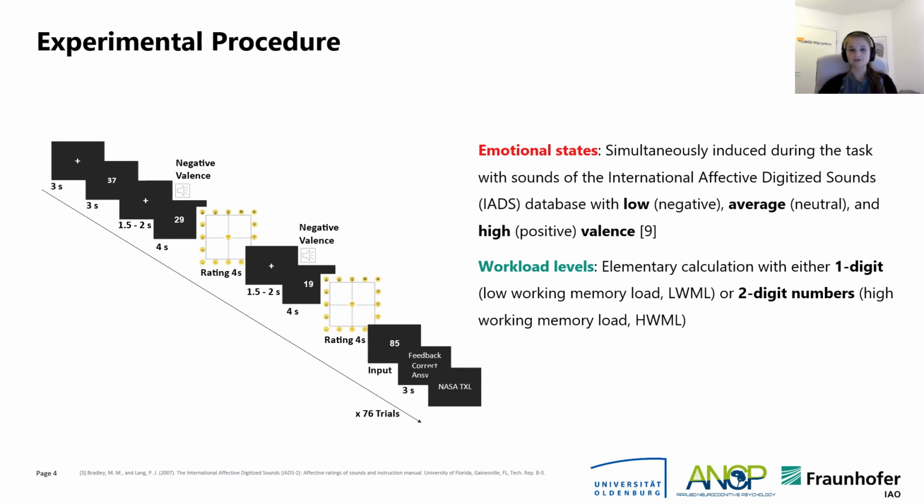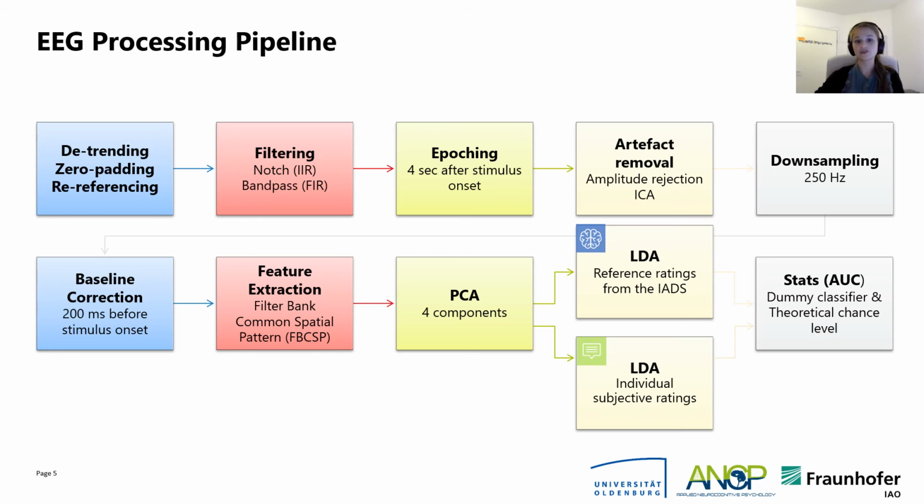Let's have a look at the experimental procedure. Participants were asked to perform elementary calculations with either one-digit numbers, that is the low working memory load condition, or two-digit numbers, that is the high working memory load condition. Simultaneously, we induced emotional states by presenting sounds of the International Affective Digitized Sounds database, the IADS, with either low, average, or high valence.